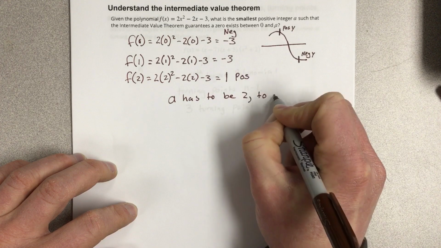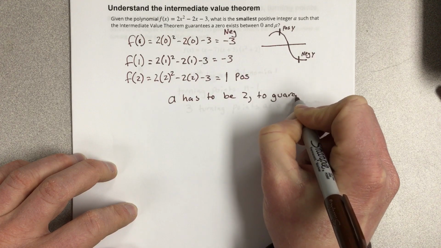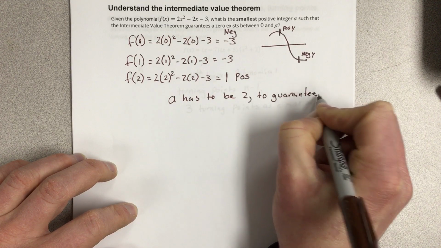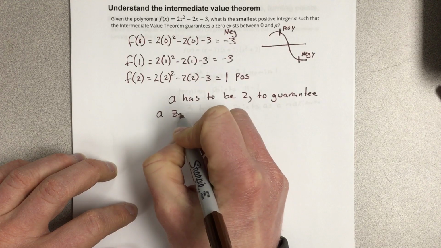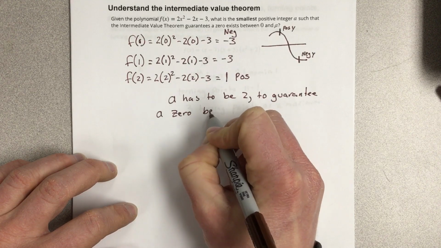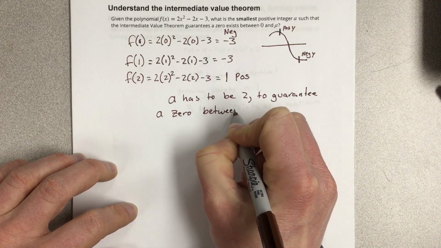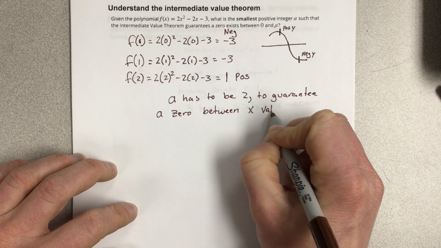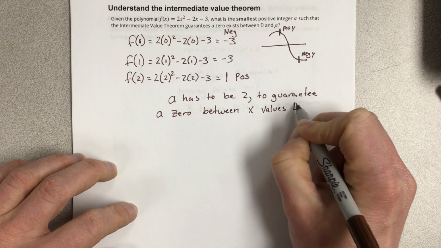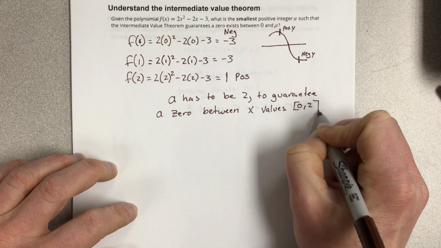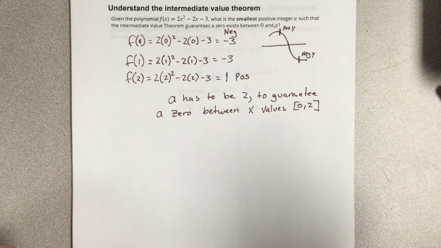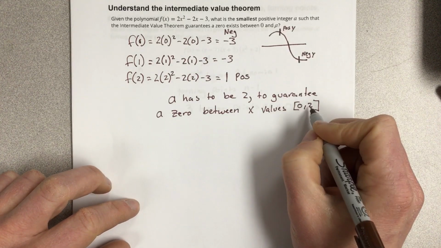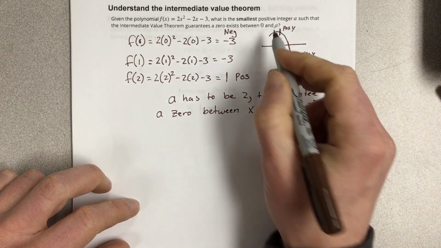To guarantee a 0 between x values 0 to 2. Or we'd say maybe 0 to a in the original problem, 0 to a.